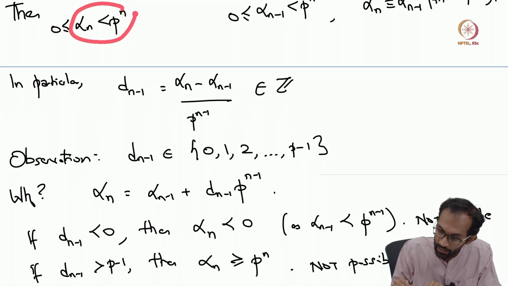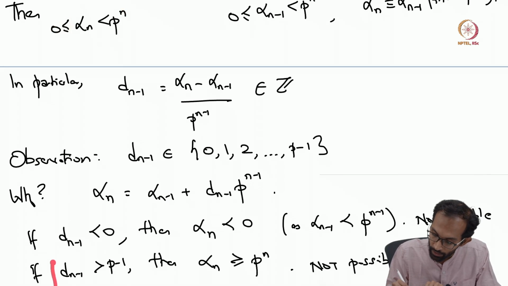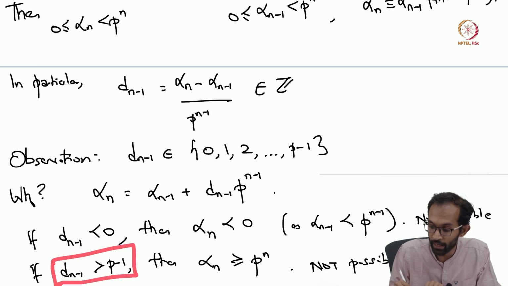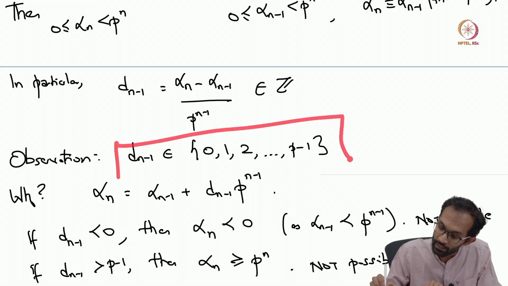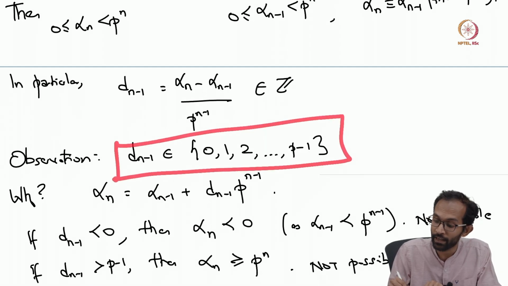Since alpha_n is strictly less than p^n, we cannot have this possibility that d_(n-1) is larger than p-1. So d_(n-1) cannot be less than 0, it can't be larger than p-1, it's an integer. So the only possibility is that it's an integer that's in this finite set 0, 1, 2, 3 up to p-1.